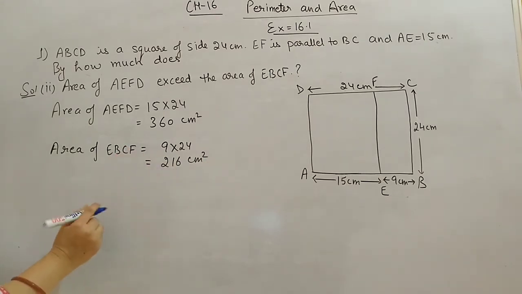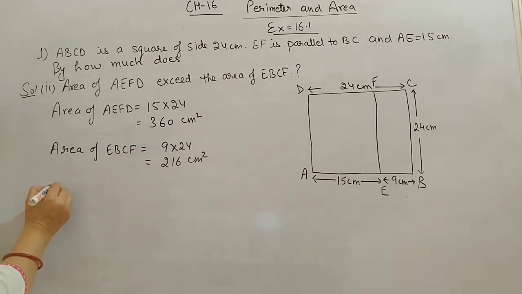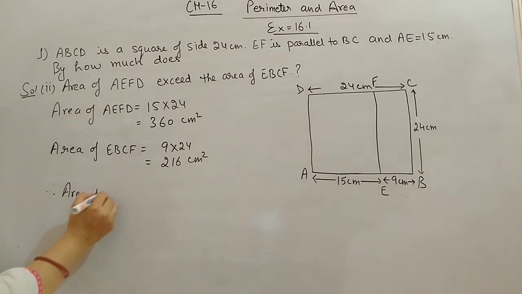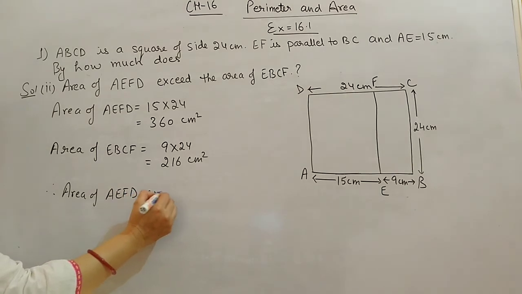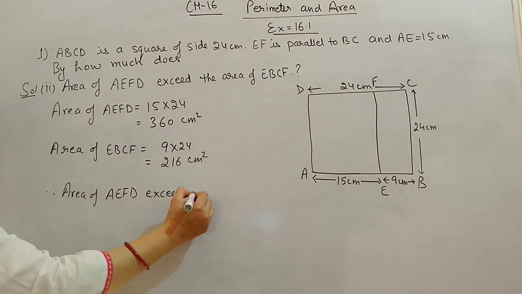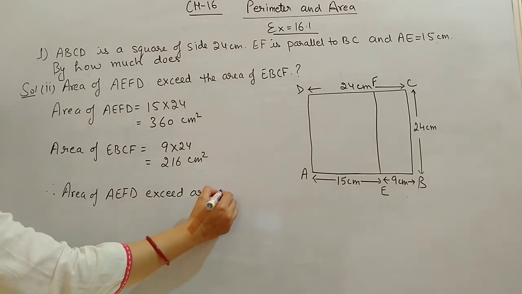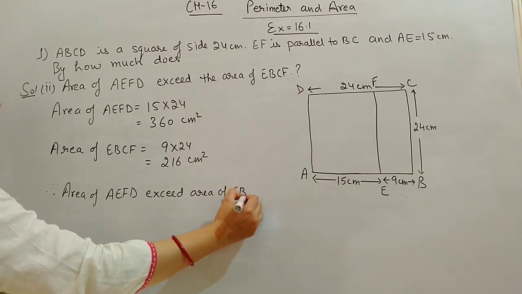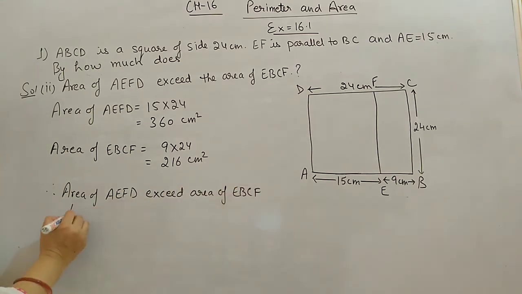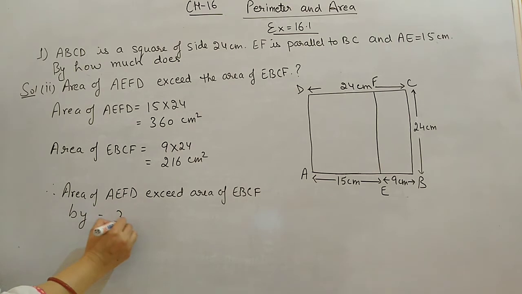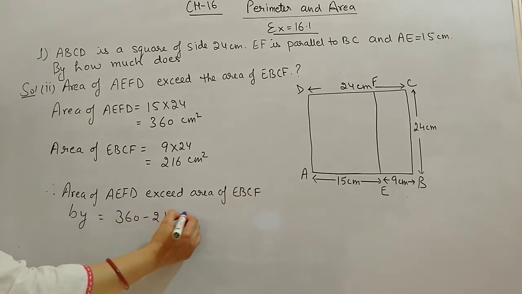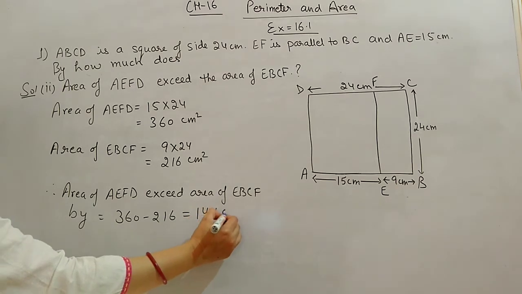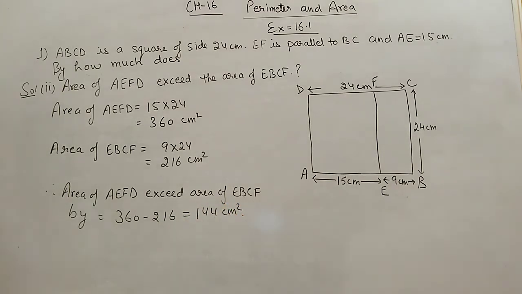Then we have to take the difference between these two areas. Therefore, area of AEFD exceeds area of EBCF by 360 minus 216, equal to 144 centimeter square.